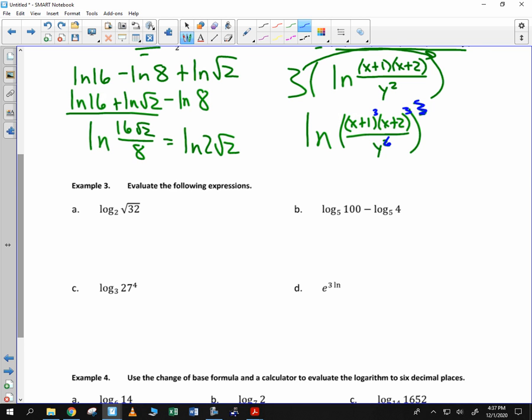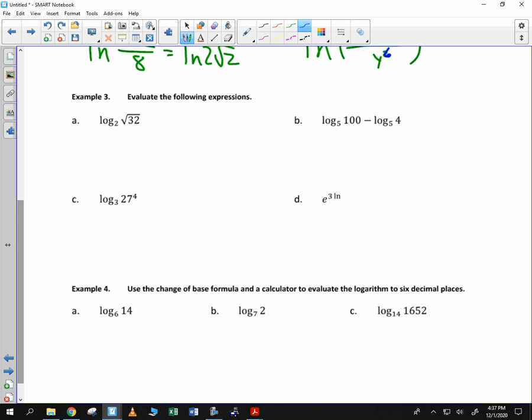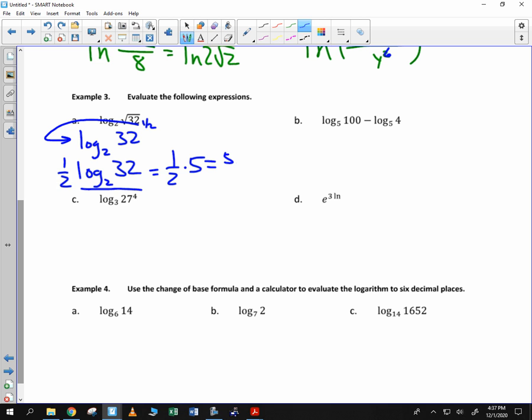So, all right. Let's use the properties of logarithms to evaluate these expressions. Log base 2 of the root of 32. So log base 2 of 32 to the 1/2 power. Notice we could drop this 1/2 out front. So 1/2 times the log base 2 of 32. Well, what is the log base 2 of 32? That means 2 to what power is 32? 2 to the 5th power is 32. So I get 1/2 times 5, which is 5 over 2.